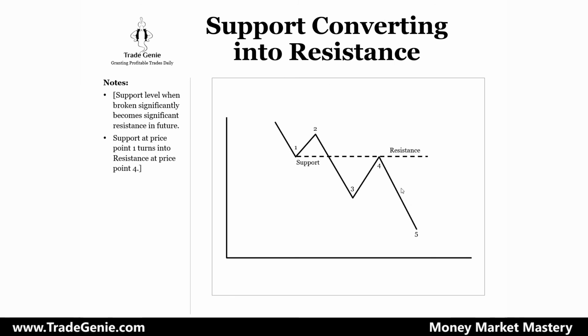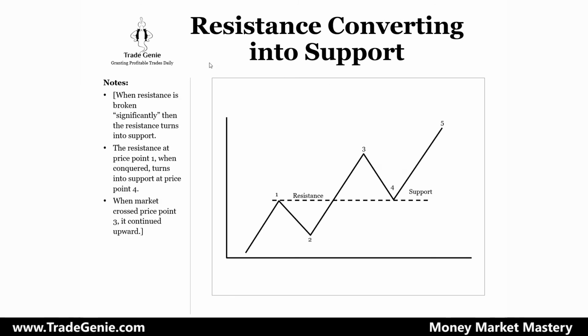So support converting into resistance and resistance converting into support. So this market is going into price point 1 and pulling back. Knowing in advance where the pullback will occur, there are techniques to identify where the pullback can occur. And if I know the pullback will occur at this price point, then a buy signal should generate. Some kind of signal is there for me to read correctly.